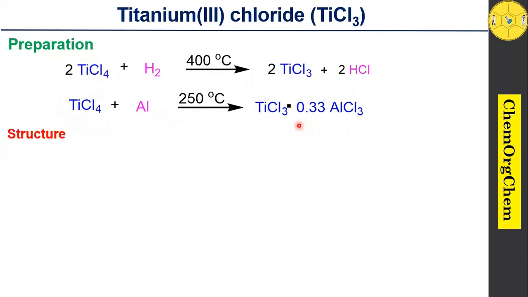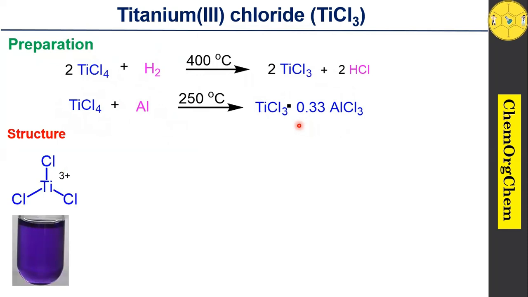Next, moving on to the structure. What is the structure of titanium trichloride? Here you see titanium surrounded by 3 chlorine atoms. The titanium oxidation state is 3+. Its solution is violet in color.